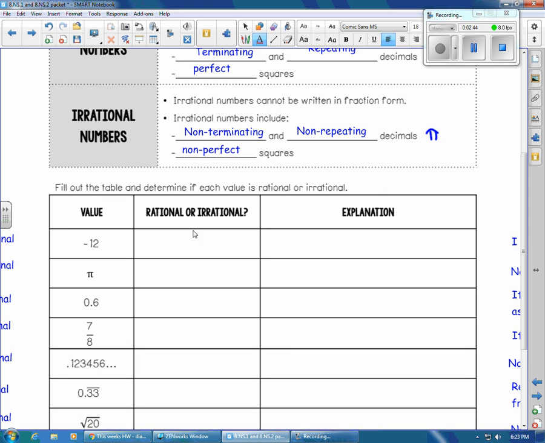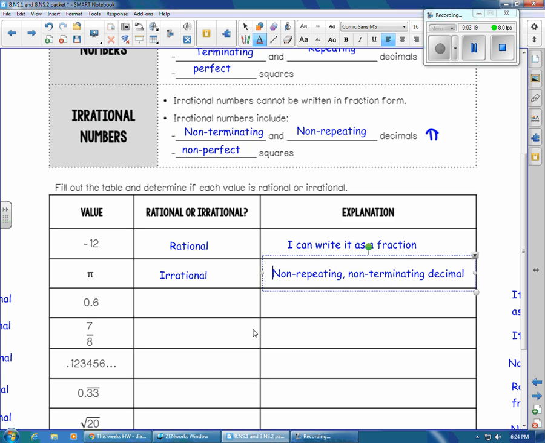All right, let's take a look at the table down here. We have a value, and they're asking us whether it's rational or irrational, and then to give an explanation. So we can't just pick one or the other. We have to say why. The first one, -12. Could I write that as a fraction if I wanted to? Sure. That would make it a rational number. My reasoning: I can write it as a fraction if I want to. The next one, pi, kind of gave that away when I was talking about it. It is indeed irrational. Why? Because it's a non-repeating, non-terminating decimal.